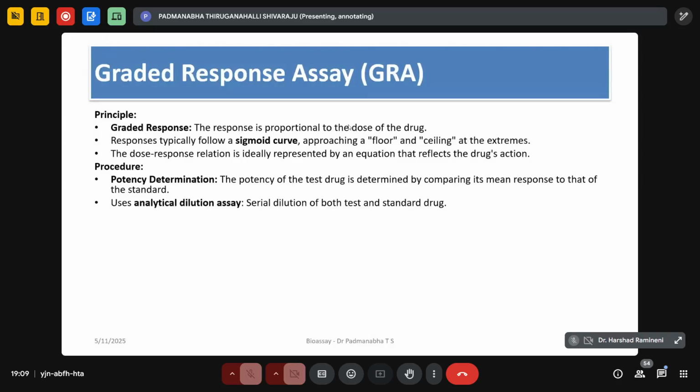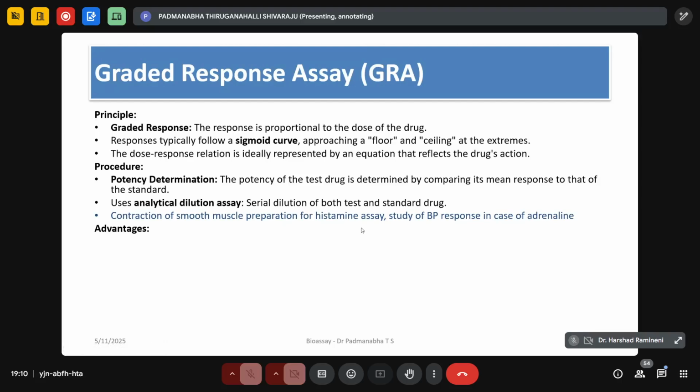So basically it uses the analytical dilution assay. That is what we are doing in the bioassay, where we check the serial dilution of the test as well as the standard drug. Based on the serial dilution, individually we check at what concentration, at what dilution these tissues are responding. That is called the analytical dilution assay. An example is the contraction of the smooth muscle preparation for histamine assay, or we can study the BP responses in case of adrenaline. So whether the blood pressure is decreasing or increasing, or the smooth muscle is contracting with respect to the histamine assay.